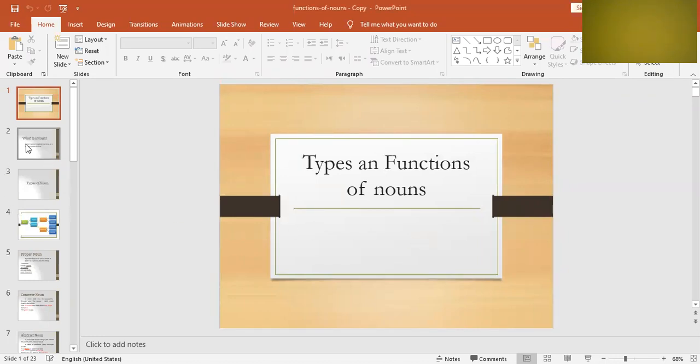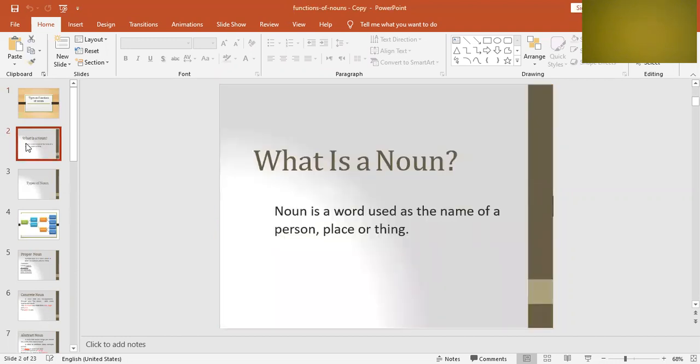What is a noun? A noun is a word used as the name of a person, place, or thing. And you know, it's one of the word classes. I'll remind you of the word classes.